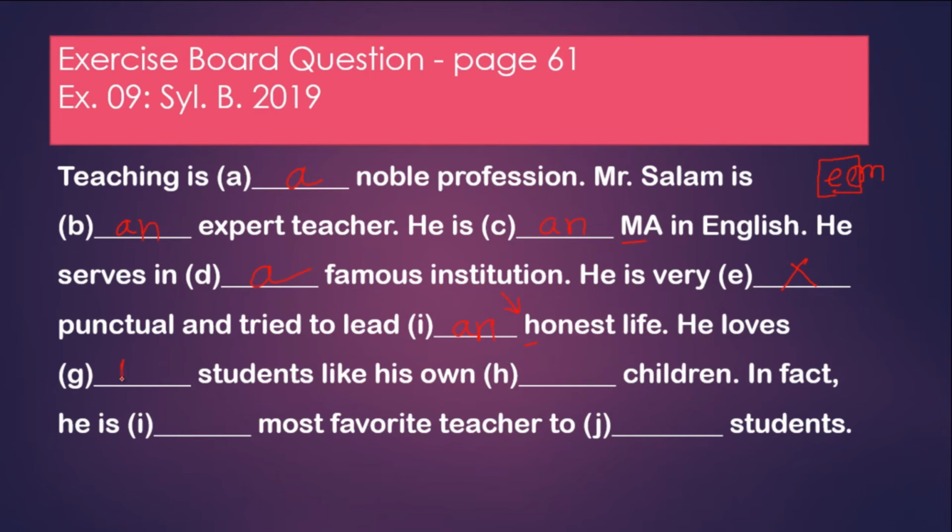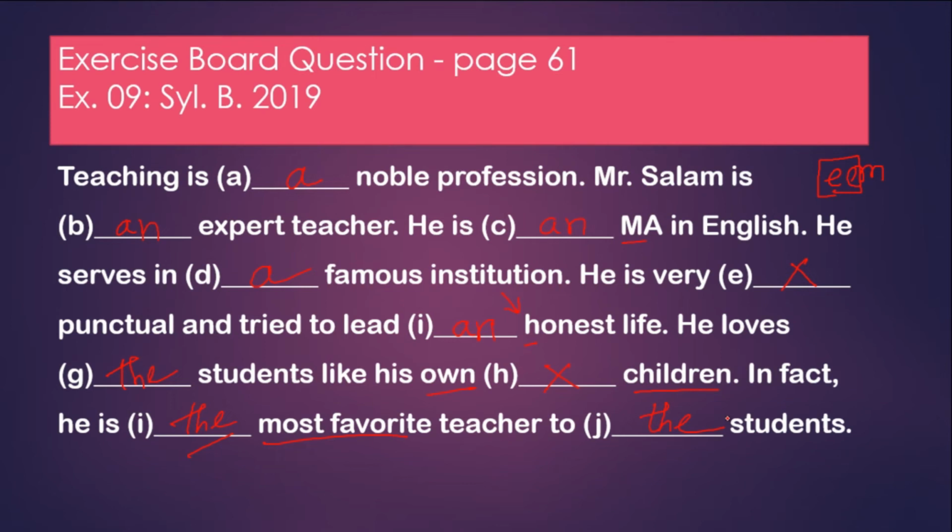He loves the students like his own children. The same thing I have told, that is, own is an adjective and children is a noun. That's why in between adjective and noun we don't need to use any article here. In fact, he is the most favorite. The most favorite, this is the superlative form. We have used the teacher to the students, so we have done question number 9 as well.